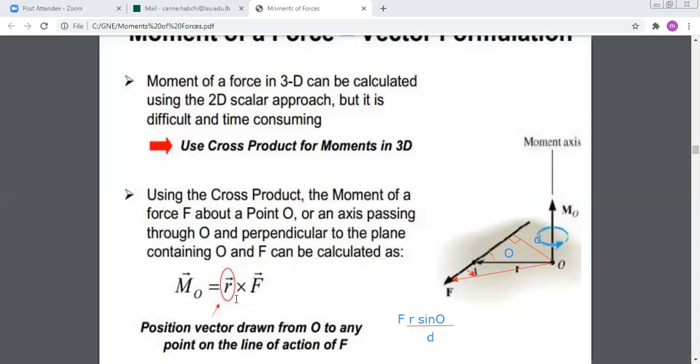So from this method, when I do r vectorial f, I am obtaining the same characteristics of the moment in magnitude and in direction. This is why a general way to find the moment of a vector about a point is to take r vectorial f, where r is the position vector from O towards the line of action of the force, and f is the force. Any question on this?